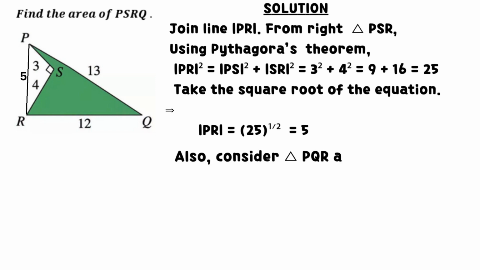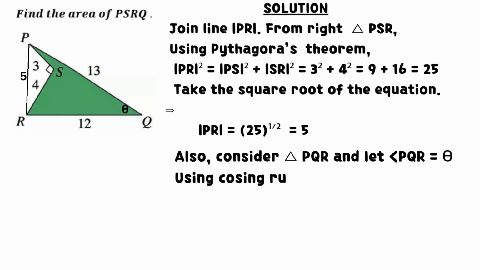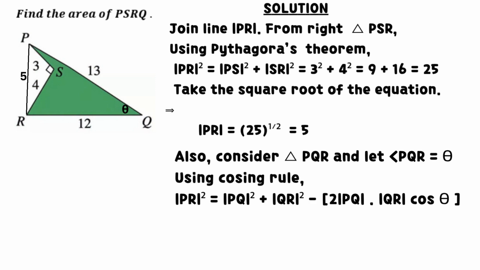Also, consider triangle PQR, and let angle PQR equal theta. Using cosine rule, the square of length PR equals the sum of the square of length PQ and the square of length QR, minus 2 times the product of length PQ and length QR multiplied by cosine theta. Substitute values.